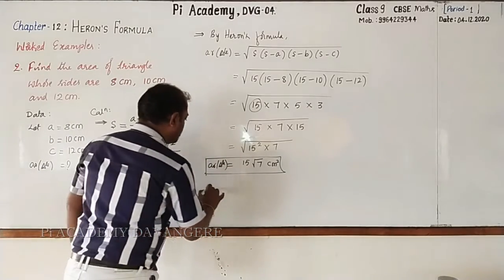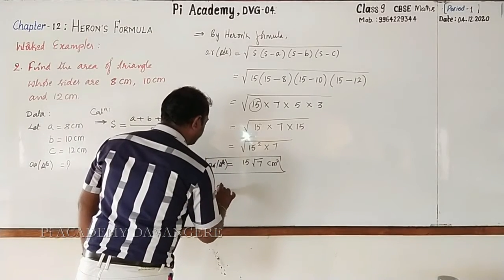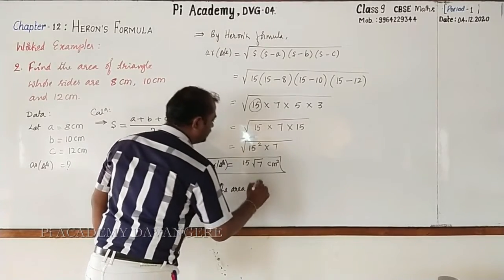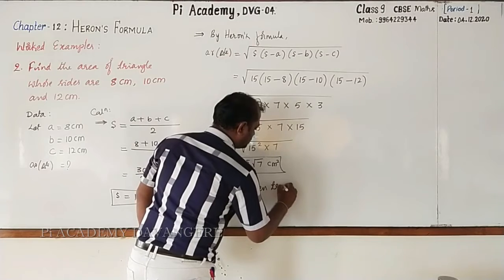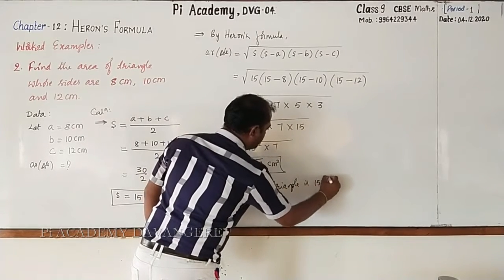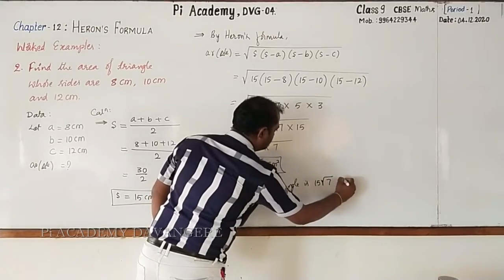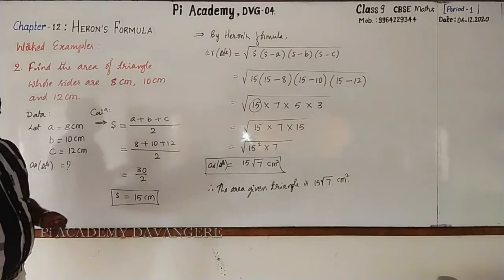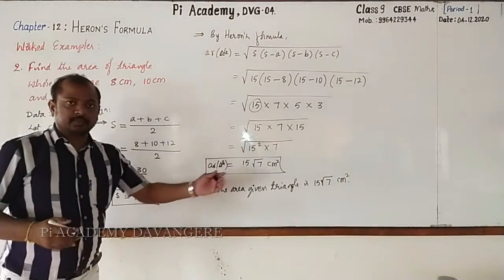Right? Okay. Here I will write the conclusion. Therefore, the area of given scalene triangle is 15 into root 7 centimeter square. Okay. Cross check. If not written, just go for copying.